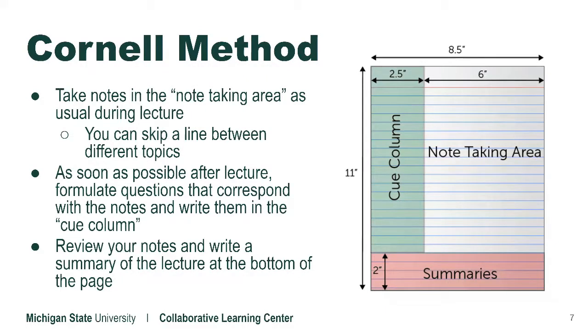Okay, now we're going to talk about the Cornell method. And this is a very formulaic way of note-taking where you take notes in the note-taking area as usual during lecture, trying to skip a line between different topics. And then as soon as possible after lecture, you formulate questions that correspond with the notes and write them in the Q column. And then you review your notes and write a summary at the bottom of the page.